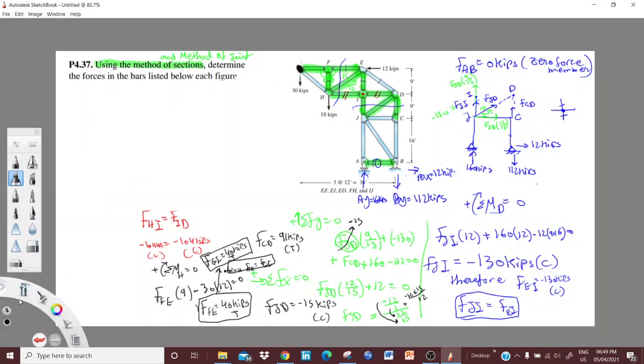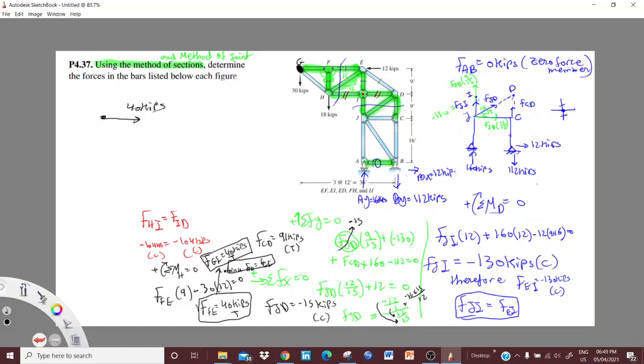So this is G. Using the method of joints to find GH, I have here 40 kips. Since we said this is equal to this, at G we have a downward external load of 30 kips, and we have the force GH. We have 12 kips vertically and 9 upward, so we have 15.